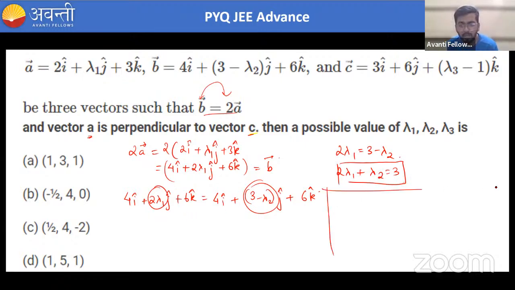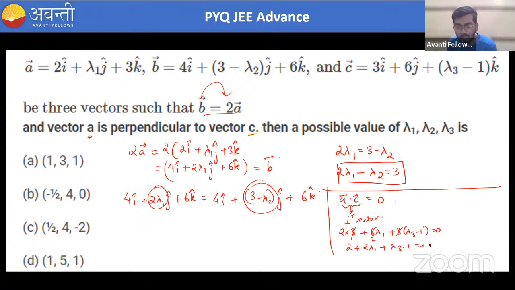Now they are saying that a bar is perpendicular to c bar, so that means a bar dot c bar should be equal to 0, right? Perpendicular vectors. So what will be the value of a bar dot c bar? A bar dot c bar will be 2 into 3 plus 6 lambda 1 plus 3 times lambda 3 minus 1, which should be equal to 0. So from here you take 3 common, 3 ones are 3, 3 twos are 6, you get 3 cancelled out. So you get 2 plus 2 lambda 1 plus lambda 3 minus 1 is 0.